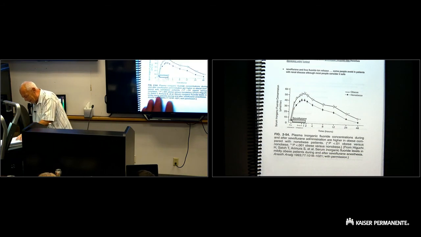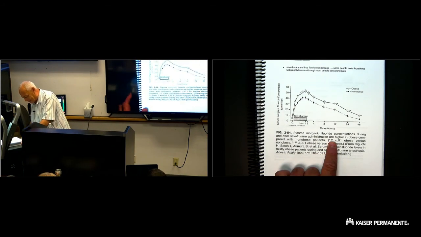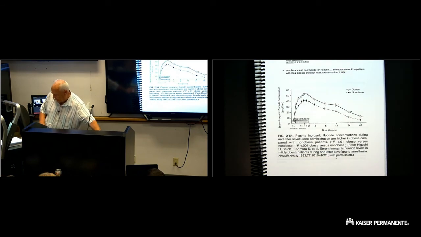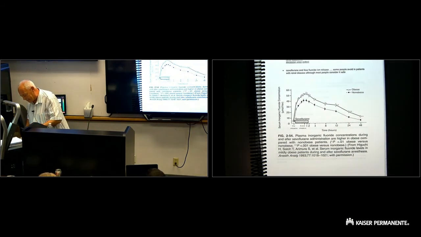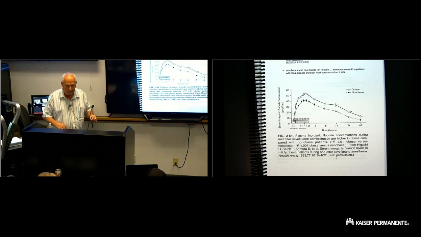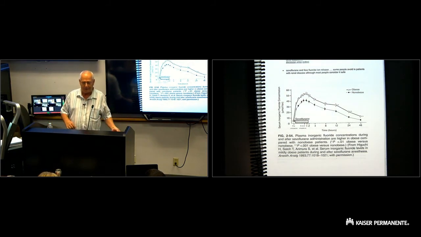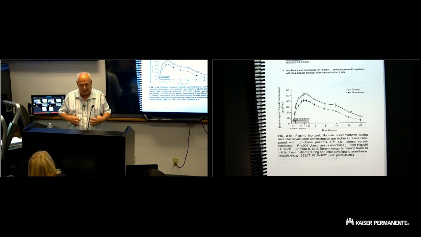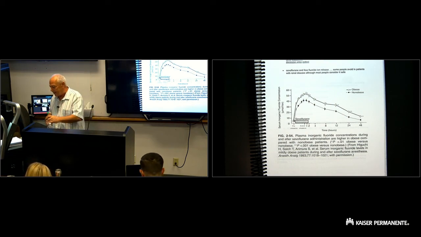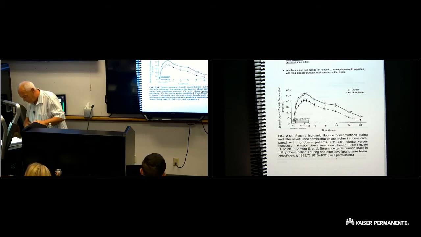This is plasma inorganic fluoride concentration during and after SIVO, in obese and non-obese patients. The reason they're studying obese patients is for what I talked about yesterday. Obese patients tend to reservoir or depot the drug, so they would have more drug in them than a non-obese patient. They would tend to metabolize more because there's more drug in there for a longer period of time. So their levels would be expected to be higher.